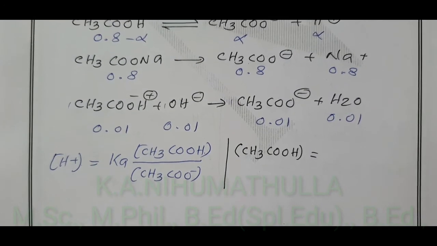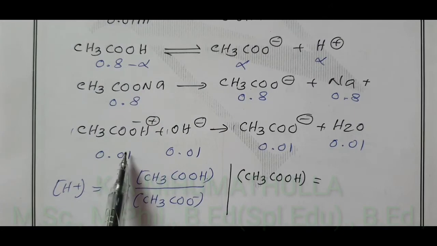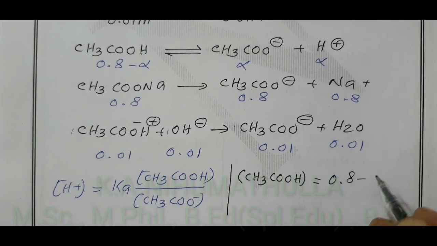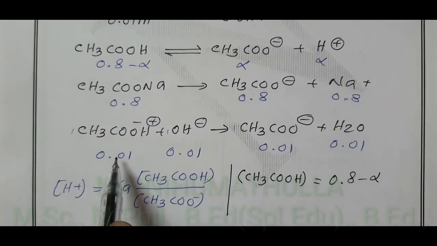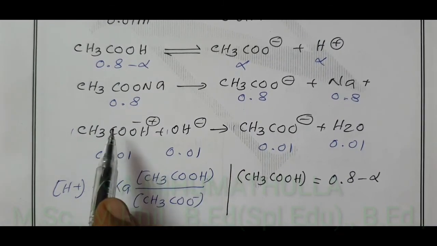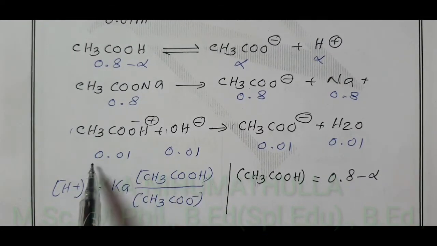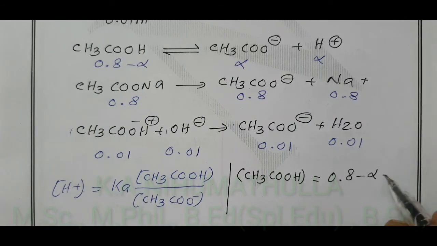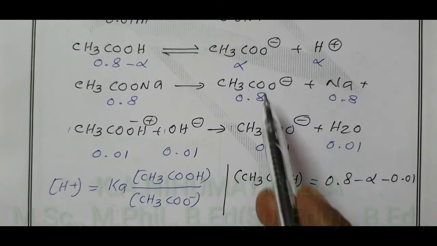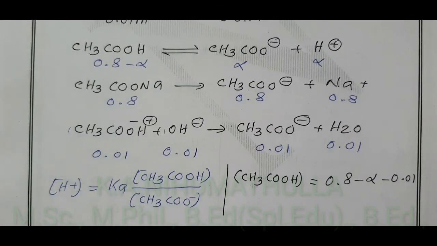Acetic acid, we have here one acetic acid and here also one acetic acid. This acetic acid value is 0.8 minus alpha, but here 0.01. What happens? Here acetic acid is on the reactant side, undergoes reaction with OH minus ion, therefore concentration decreases. This decrease in concentration is indicated by subtracting that value. If the ions are on the right hand side, we have to add. If the molecule or ion is on the left hand side, we have to subtract.